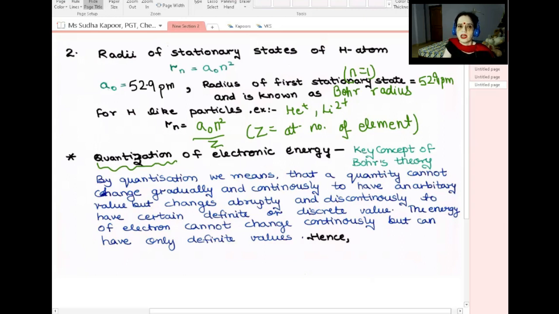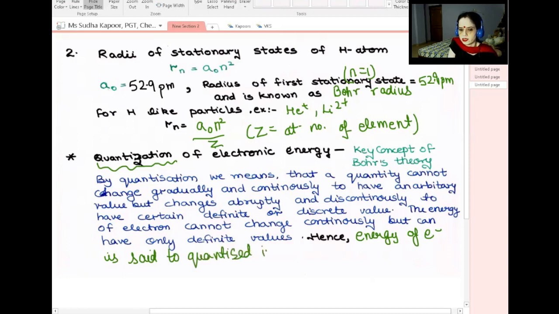As we have talked about, the energy of the electron is quantized, angular momentum is quantized, because all of these change in the form of integral values when we move from one orbit to another. So the energy of the electron also cannot change continuously, but can only have a definite value. Because of this, the energy of the electron is said to be quantized in nature.